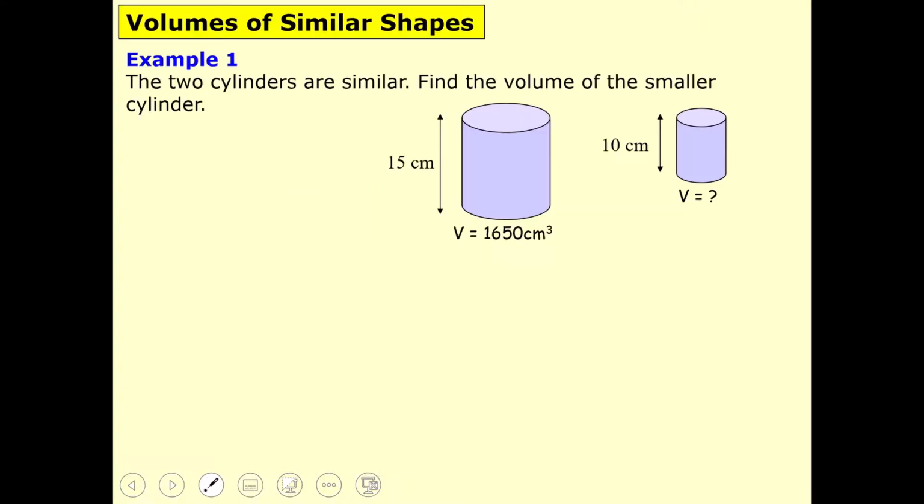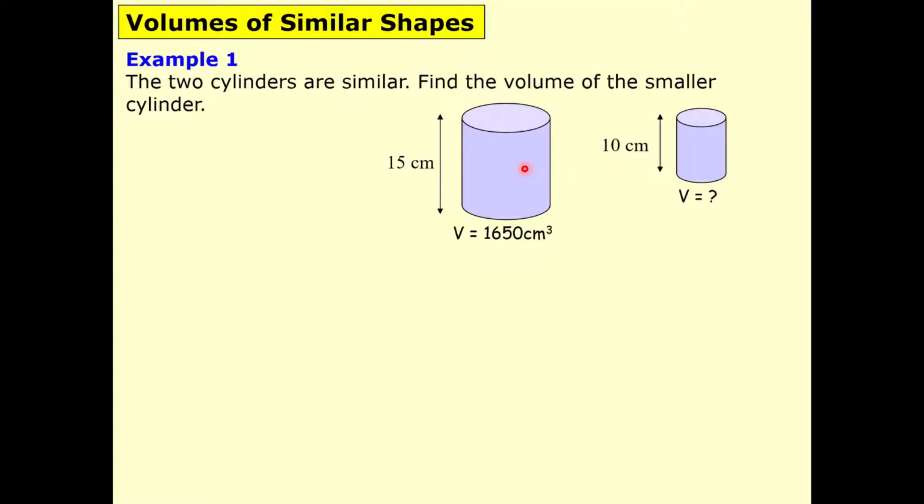So far we have looked at similar length, we've also looked at similar area. We're now going to move on to look at similar volume. So first example, these two cylinders below are both similar. Find the volume of the smaller cylinder. So we're going to be finding the volume of a smaller cylinder, which makes that reduction.